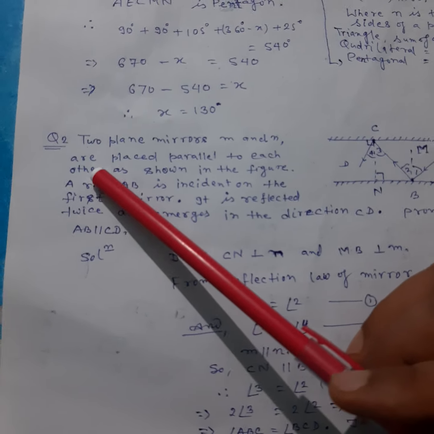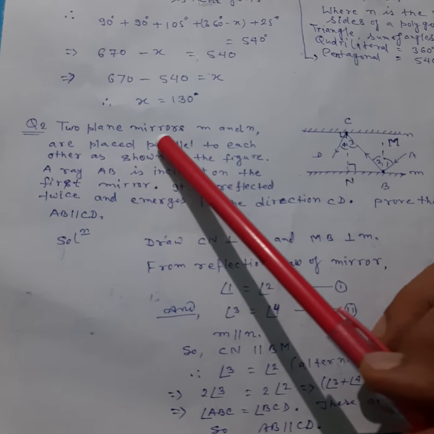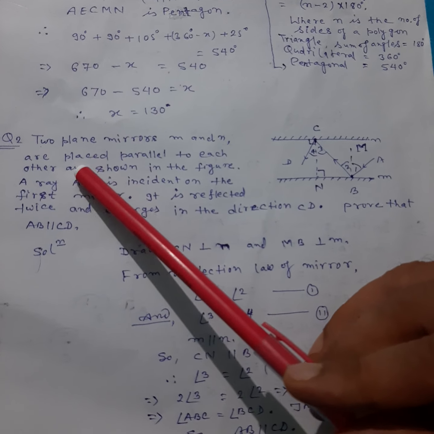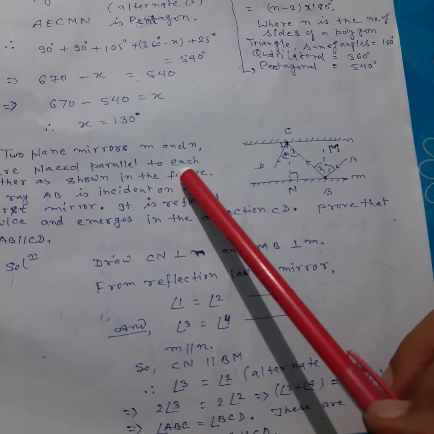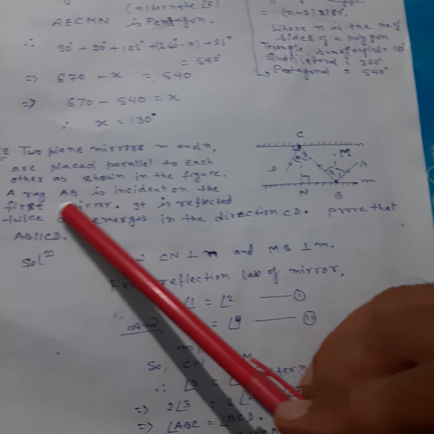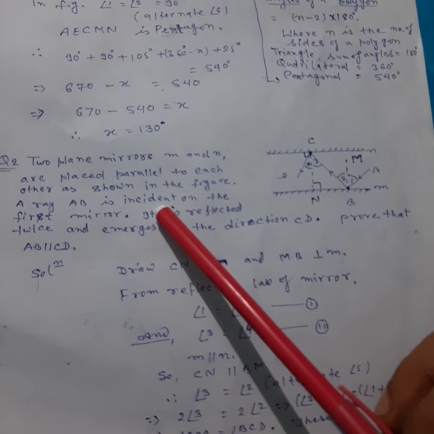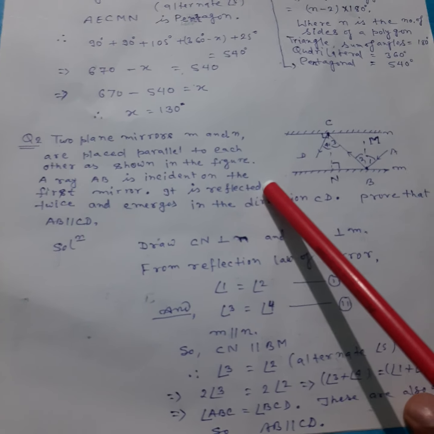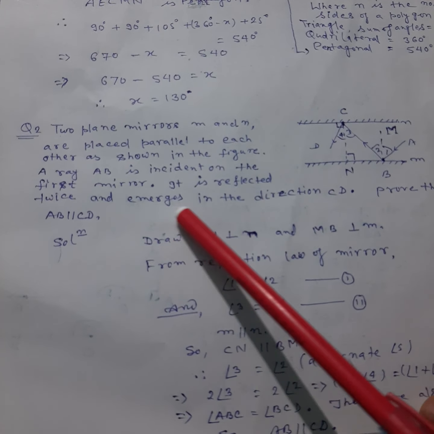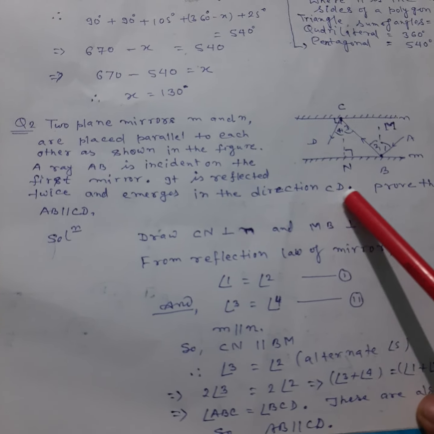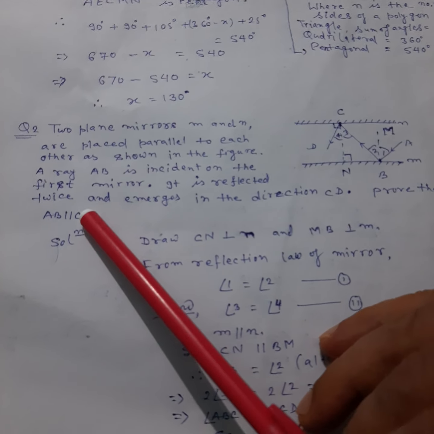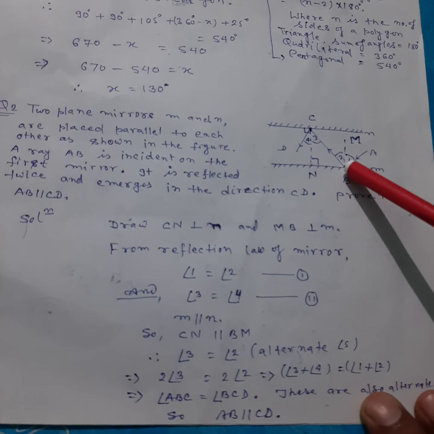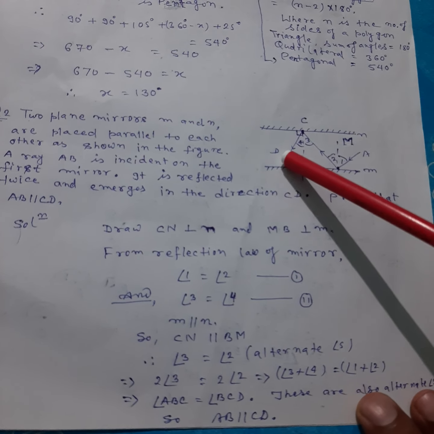Now the second question. Two plane mirrors M and N are placed parallel to each other, that is, M is parallel to N. A ray AB is incident on the first mirror. It is reflected twice and emerges in the direction of CD. We have to prove that AB is parallel to CD.